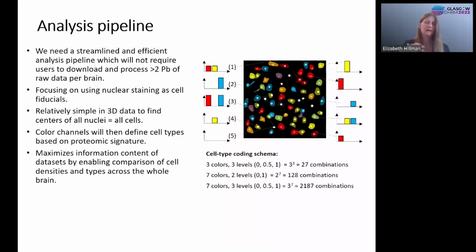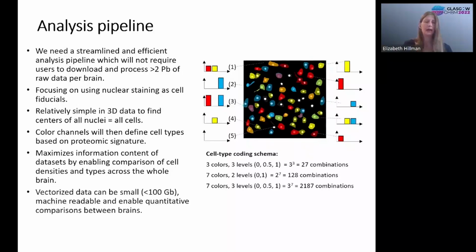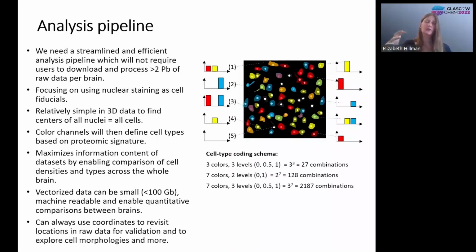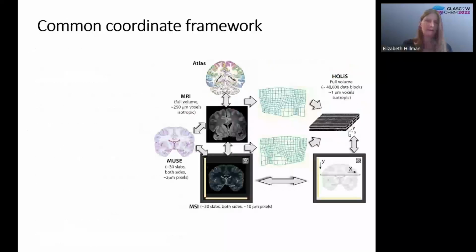Now, this would be done in a very data-driven way, so you would have this kind of vectorized information where you know where each cell was and what its different proteomic expression levels were. But then you would be able to go back to the original data and start looking at things like cell type morphology. We think this is a good strategy because it would allow us to create this kind of vectorized, table-based data, which will be much, much smaller and much more accessible to people for quantitative analysis.